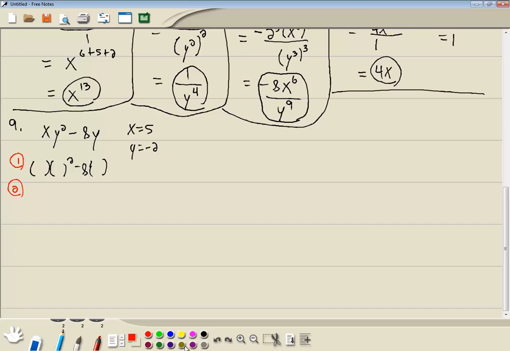Step 2. Plug in the given values now. Well, they told us that x is 5, so everywhere I had an x, I'll put in 5. And they told us y is negative 2, so everywhere I had a y, I'll put in negative 2.